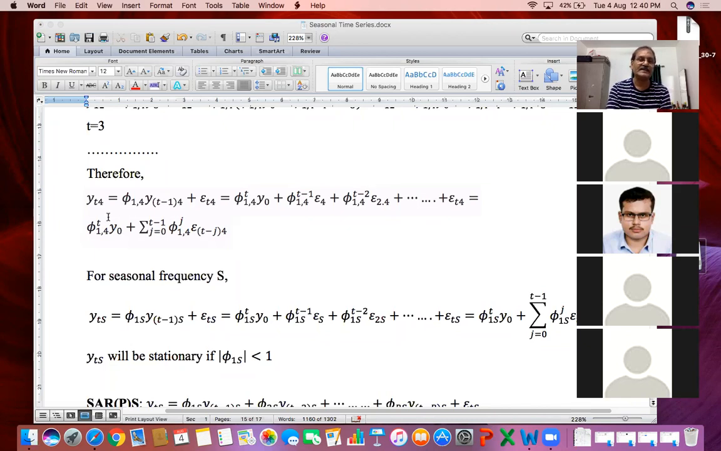If it follows autoregressive of order 1, we are focusing purely on the seasonal part, ignoring the non-seasonal part. So you can easily generalize this expression for any frequency, any seasonal frequency. So Y_tS, this is the expression for quarterly data. So you can generalize this expression for seasonal frequency S in this way. Y_tS is equal to, this is the AR1 form.